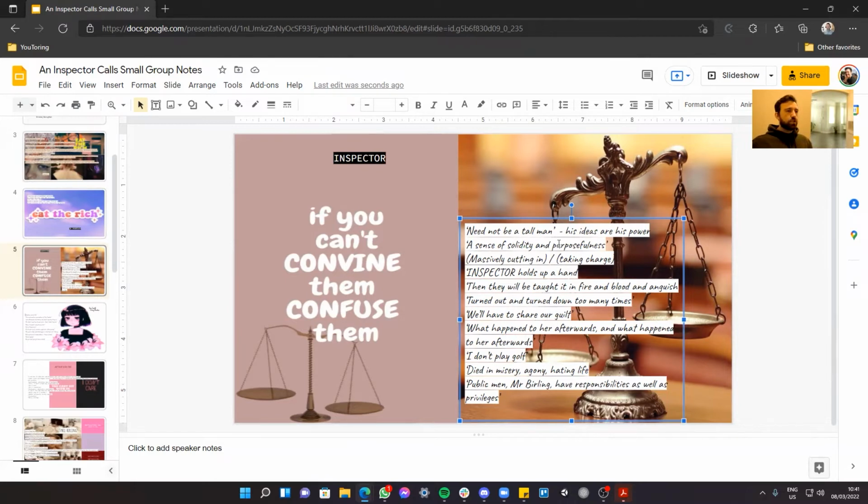"He has a sense of solidity and purposefulness." So again, with this one here, the sense of solidity and purposefulness, those adjectives, solidity and purposefulness, really help to consolidate what he's like as a character.